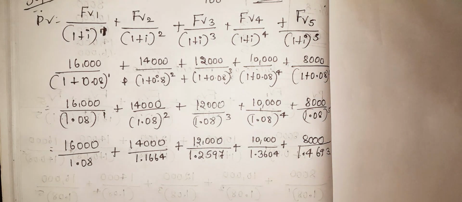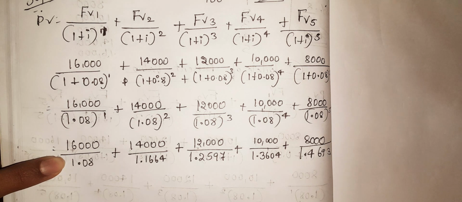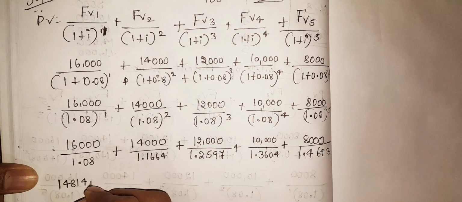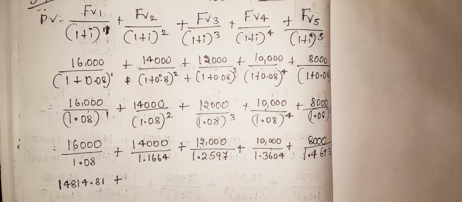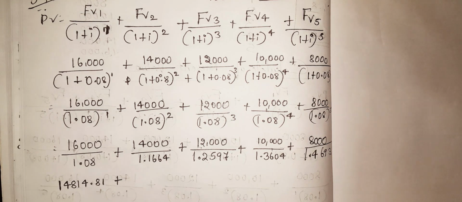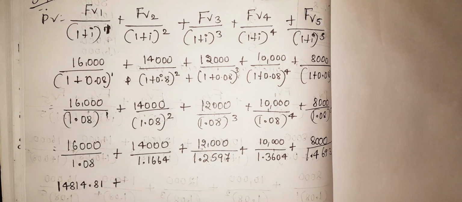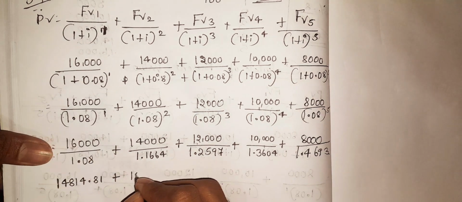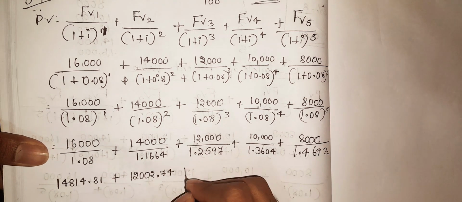1.4693. So now we have to divide. 16,000 divided by 1.08 will be 14,814.81, plus 14,000 divided by 1.1664.